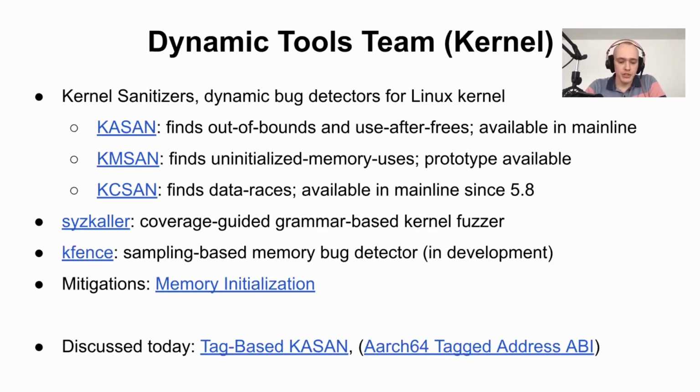For mitigations in the kernel, first of all, we've been working on memory initialization, and the idea is really simple. We want to initialize heap and stack memory to avoid leaking information from the kernel. Today I will mostly focus on a new KASAN mode, which is a software implementation of the memory tagging concept for the kernel, and it's called tag-based KASAN.